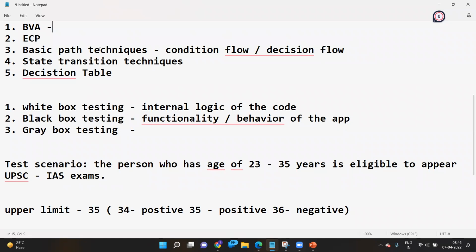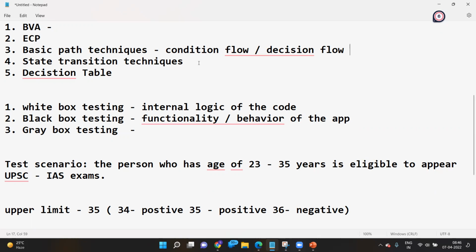Then we have seen already the basis path technique, where we validate all the conditions and decision statements in the program. This is ideally done by developers. Sometimes we also get involved in application testing, code testing. At that time, we also use these techniques. If you are testing code as a white box tester, you should always follow these techniques. That's the reason we need to learn.